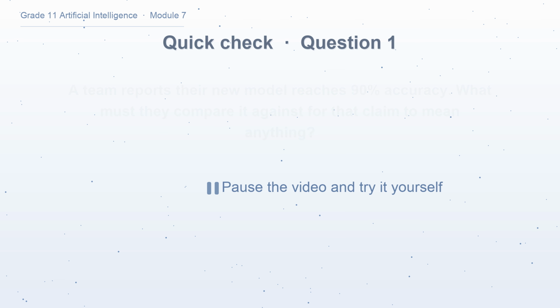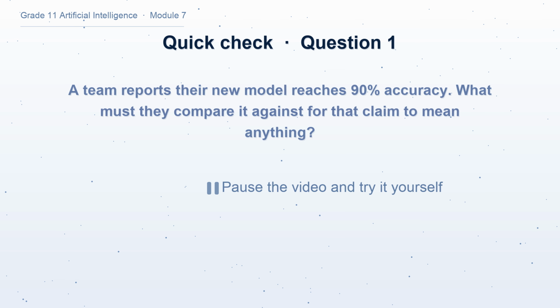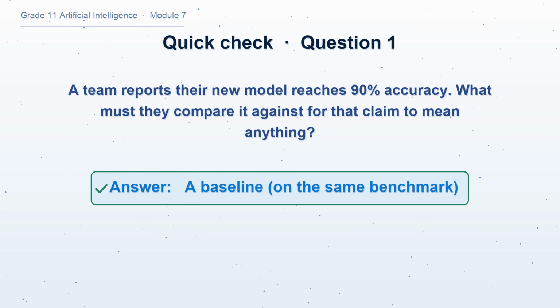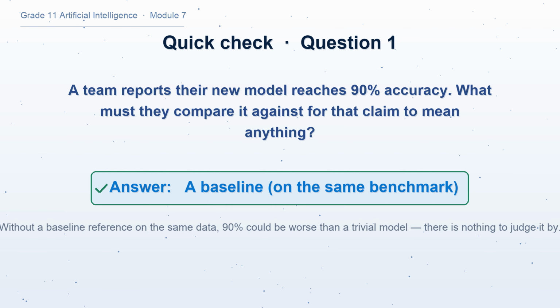A team reports their new model reaches 90% accuracy. What must they compare it against for that claim to mean anything? On its own, 90% could be worse than a trivial model. They need a baseline on the same benchmark, so the comparison shows what beating it really means.